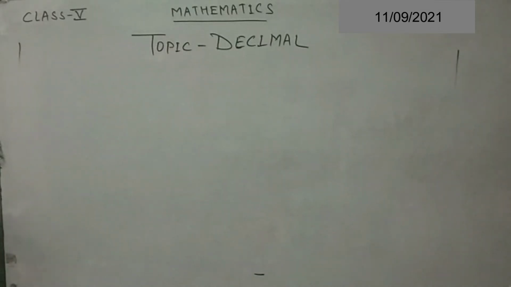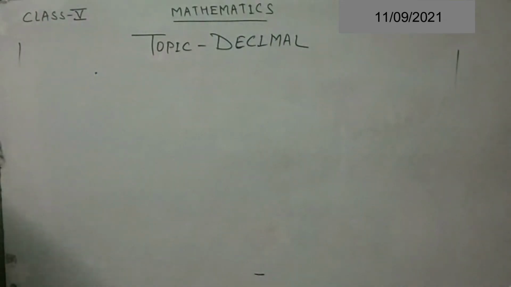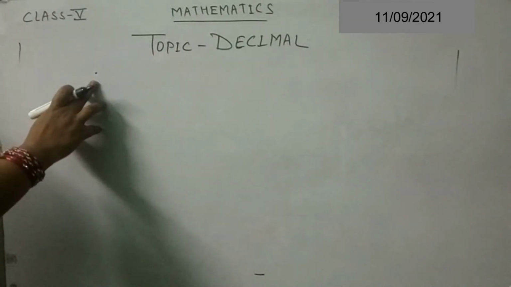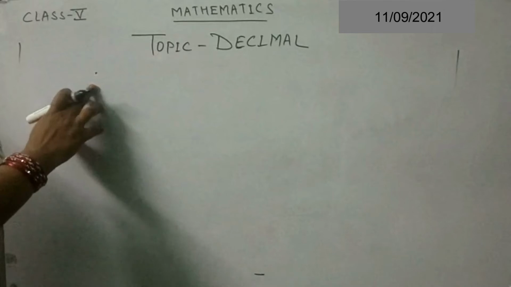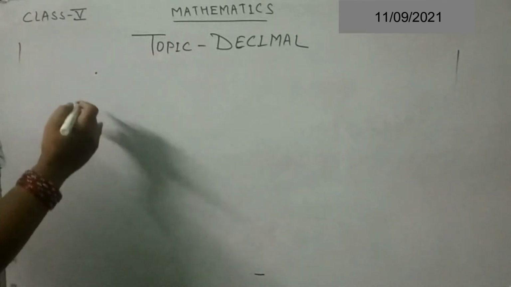Our decimal point is a point or dot. A decimal point is a dot used to separate the whole part of a number from the fractional part of a number. We use the dot, the decimal point, to separate the whole part of a number from the fractional part of a number.